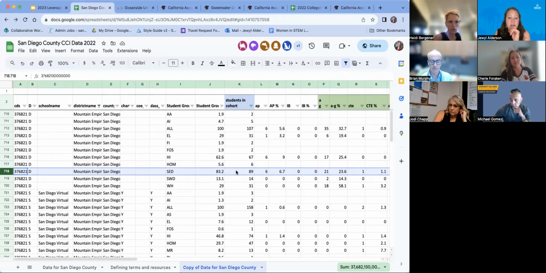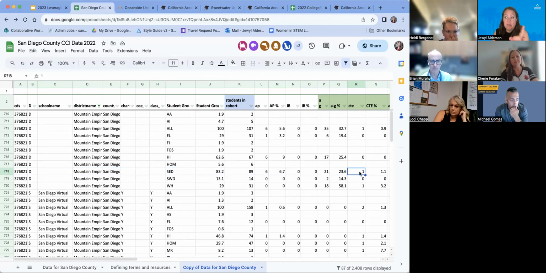So let's look at socioeconomically disadvantaged students, 89 students. And here you can see only 6 of those 89 students were in AP. None were in IB. I don't think you have IB. You'd say 21 of those 89 completed their A through G. Only 1 student with low socioeconomic status completed a CTE course. Now, this could be that, or it's a whole 2-year sequence. It could be data problems, or it could be system problems, right?